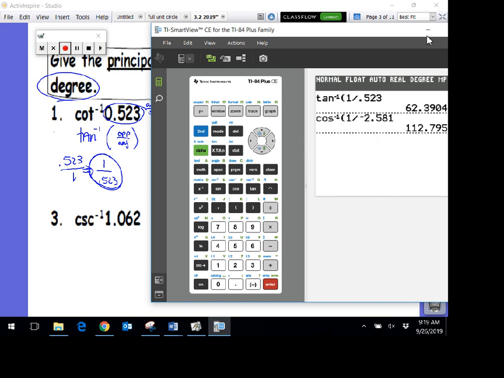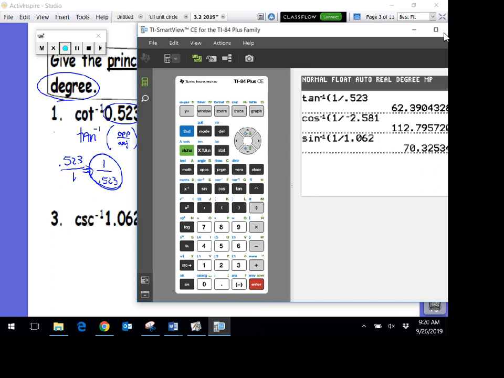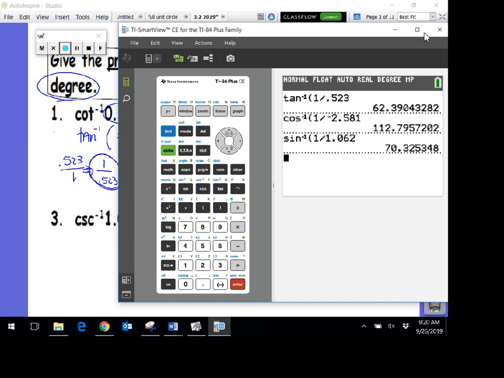All right, cosecant, secant, sine of 1 over 1.062. 70.325 degrees. It says round to the thousandth. That's what we're doing. The fourth number will tell you if the third number goes up or stays the same.